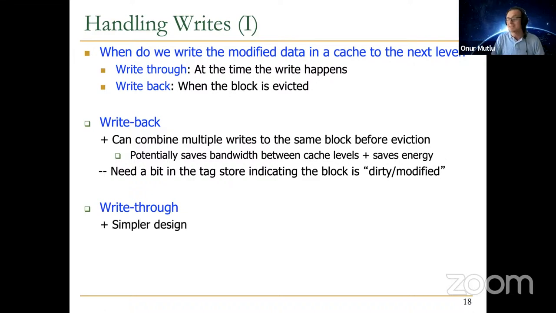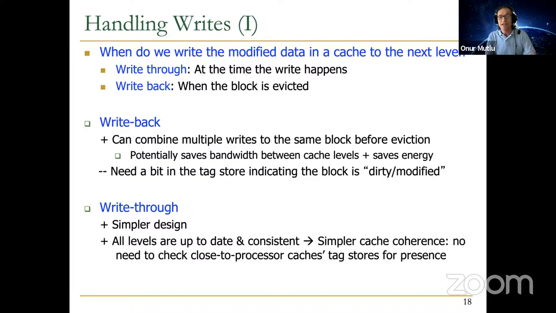Now, write-through cache is simpler design because it doesn't need that bit. All levels are up-to-date and consistent. So whenever you do a write, all levels have the correct copy of the data, assuming all levels are write-through, right? Now, there's a beauty in this. You get simpler cache coherence. We're going to talk about cache coherence toward the end of the lecture also briefly.